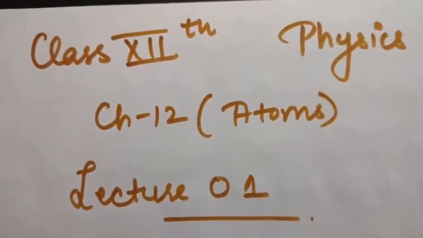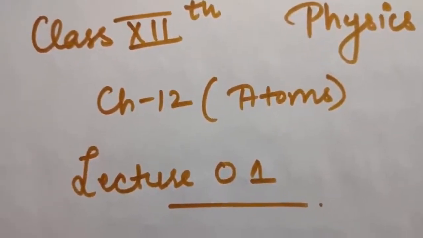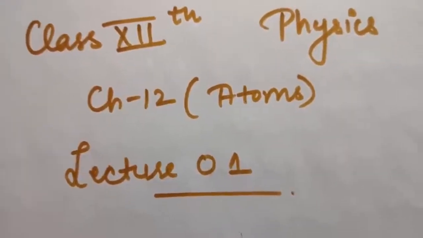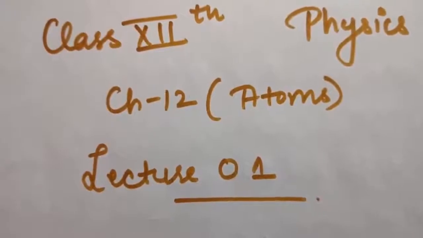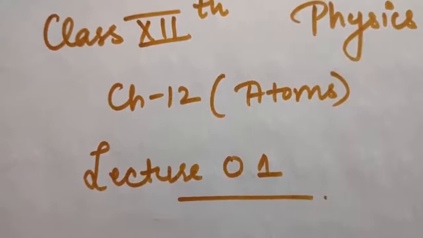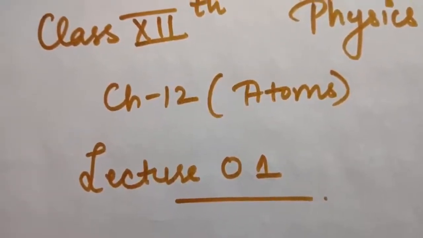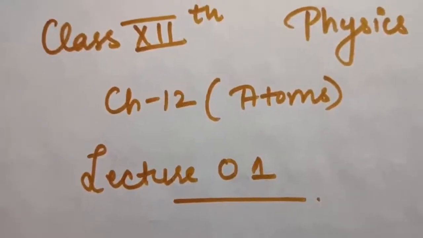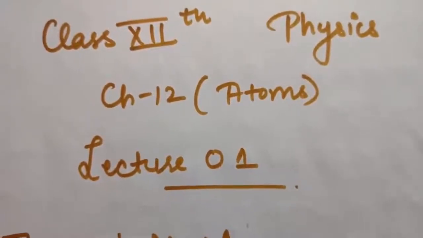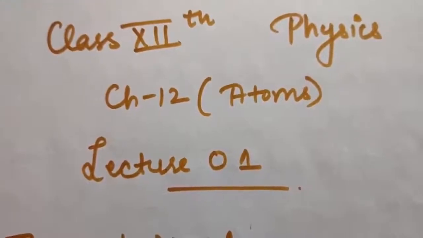So this is your subject physics and today we are going to start the new chapter, that is chapter number 12, atoms. So this is lecture 1. In this lecture, or you can say in this chapter, you will be studying about Thomson's model, Rutherford model and Bohr's model of atom. So there were three different models of atom which were given by the respective scientists. We'll be calculating various factors also as we go through the different models. So first of all, let us begin with Thomson's model of atom.